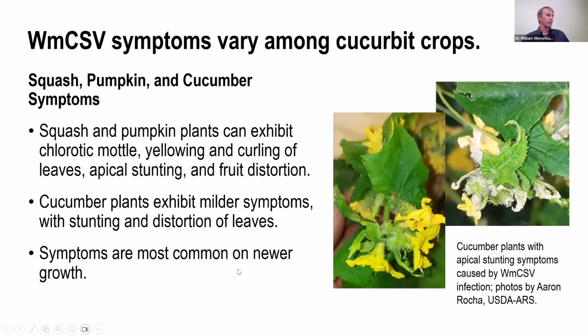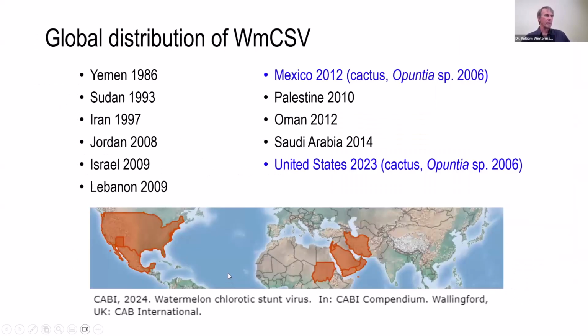On squash and pumpkin, symptoms are a little milder. Some kind of a chlorotic mottle on squash, curling of leaves, apical stunting. Cucumber plants also show a little bit of stunting and curling, but it's really much milder on squash and pumpkin than on watermelon and melon. The virus, as I mentioned previously, has been found in several parts of the world, particularly in the Middle East, but has now become a concern in the Western US and Mexico.